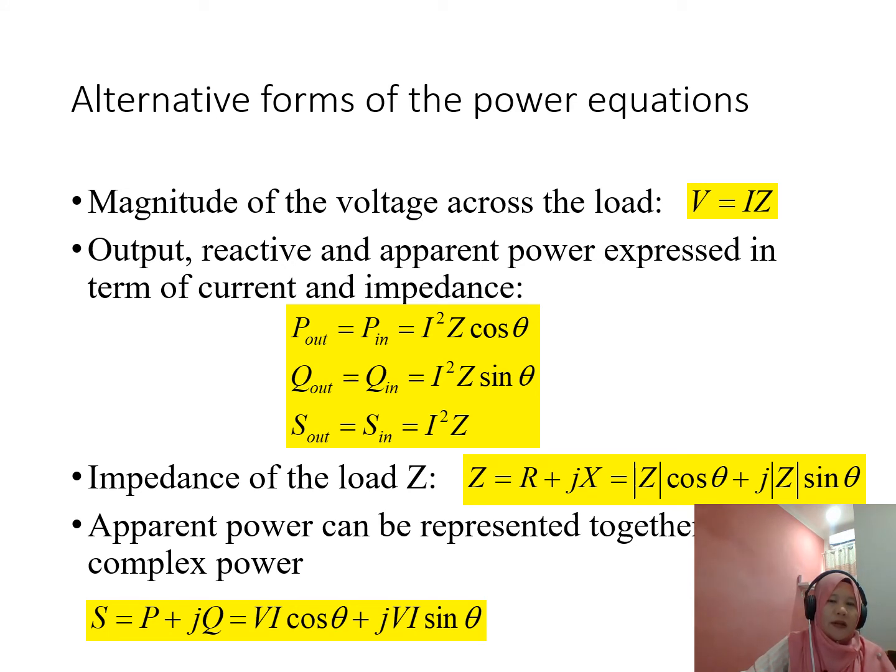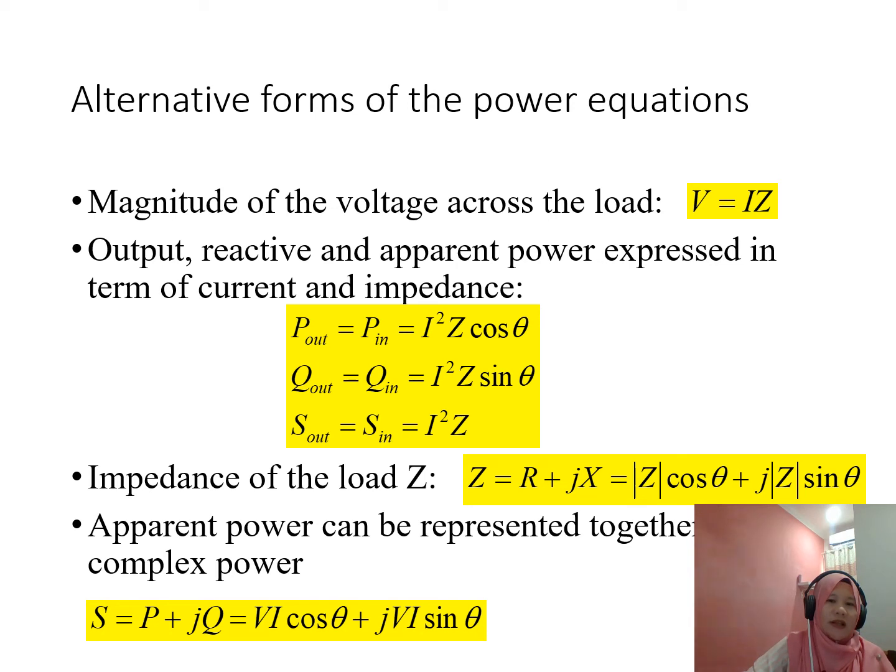And the output active, reactive, and apparent power can also be expressed in terms of current and impedance, and therefore we obtain P out is equal to P in, which is equal to I squared Z multiplied with cos theta. Q out is equal to Q in, which is equal to I squared Z multiplied with sin theta, and S out is equal to S in, which is equal to I squared Z.